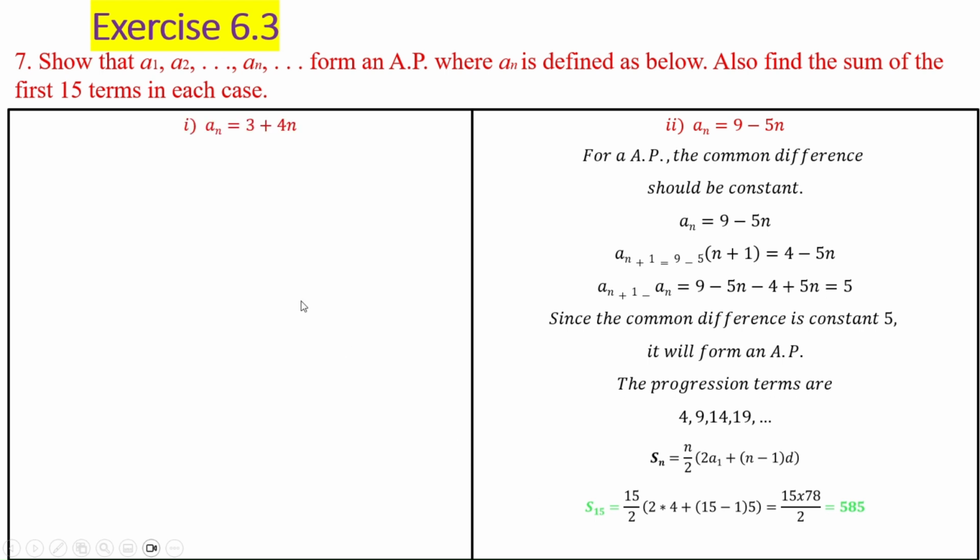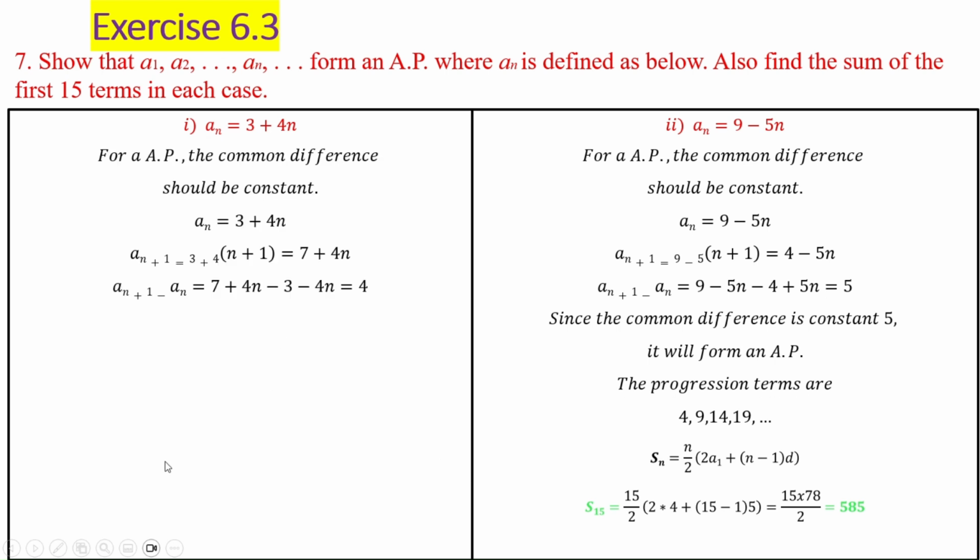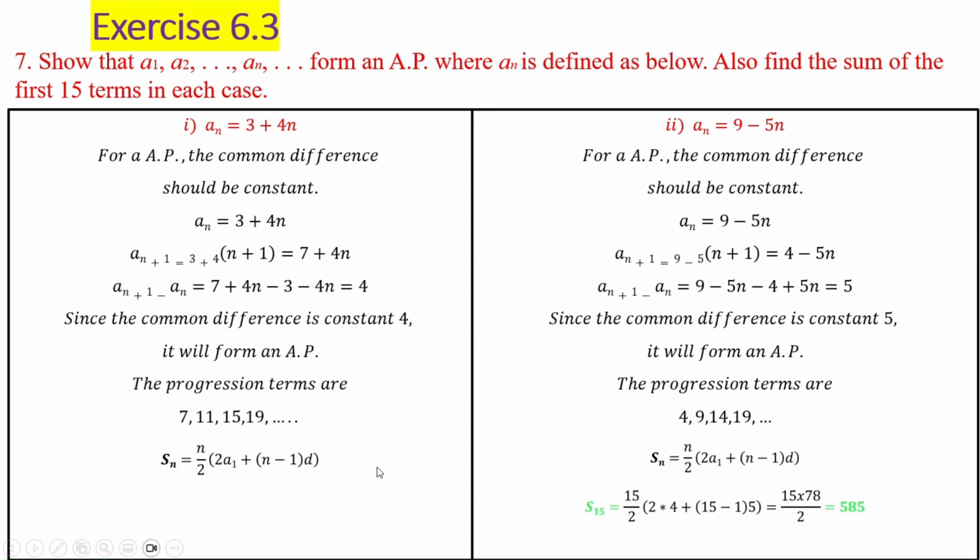Similarly, an equals 3 plus 4n. We'll prove it exactly the same way. Just follow the same steps. So the common difference is 4, which is a constant. So definitely it will form an AP. Now this is the AP and Sn equals 525. Next.